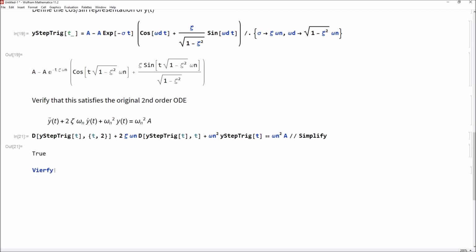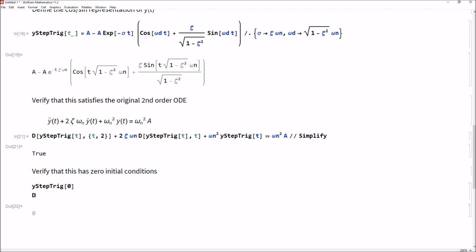So yes, this actually does satisfy the differential equation here. Let's verify that this has 0 initial conditions, right? Because if you remember, that was an assumption we made when we developed our transfer function here. So 0 initial conditions means I better make sure that y at time 0 should equal 0. And it does. And what we should also check is its first derivative at time 0 is also 0.